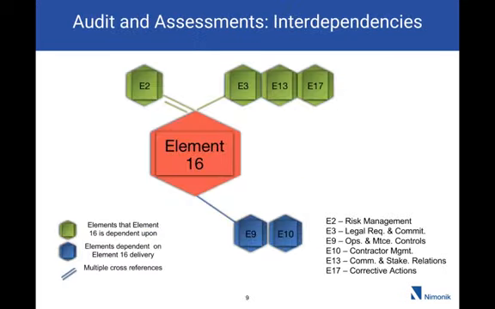Now, internal audit, like all the other health and safety, environment, quality management system elements, is heavily interdependent on data inflows from other elements and is a data output to other elements such as corrective actions and management review. In this webinar, we're going to focus on compliance obligations and risk management as two of the key inputs, and corrective actions as the key data output, although all the elements show interdependency with audit and assessment at some level.